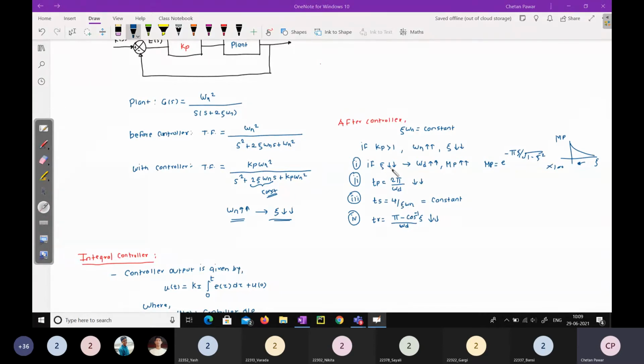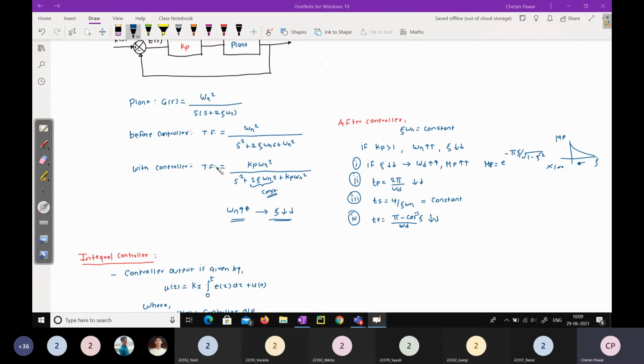Here you can see if zeta is decreased, omega d will increase, and if omega d increases, the peak time will decrease. Here the zeta omega n term is a constant. That's why the settling time will be constant. Similarly, the rise time will decrease.